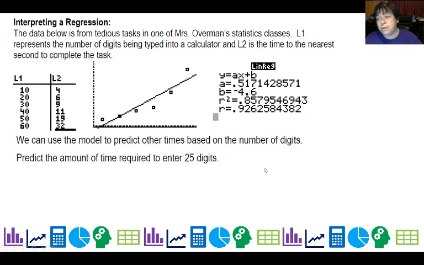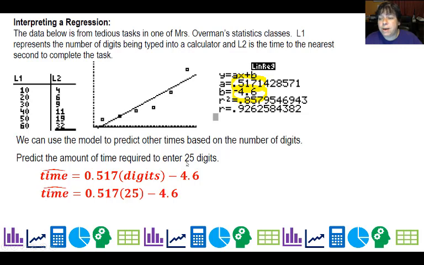Now we can use the model to predict other times based on the number of digits. So you're going to write down your equation with both those numbers again. And this time I'm going to do it for 25 digits, so I'll substitute 25. And I get 8.325 seconds. So I expect that if this student was typing in 25 digits on their calculator, it would take them about 8.5 seconds to do so.